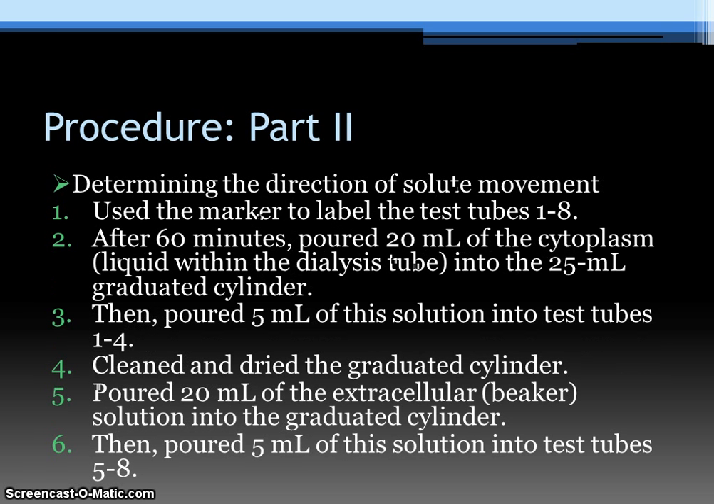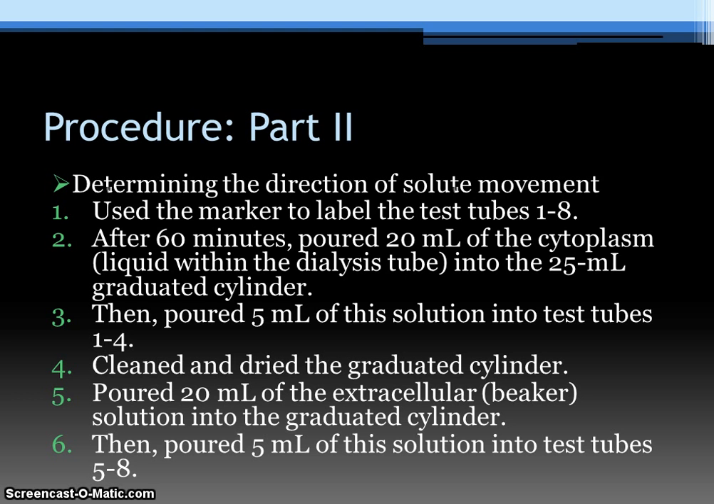Our second part of the procedure consisted of us determining the direction of solute movement. So first we used the marker to label test tubes 1 through 8, and after the 60 minutes was up, we poured 20 milliliters of the cytoplasm, which was the liquid within the dialysis tube, into the 25 milliliter graduated cylinder that we had. Then we poured 5 milliliters of this solution into test tubes 1 through 4. So test tubes 1 through 4 each got 5 milliliters.